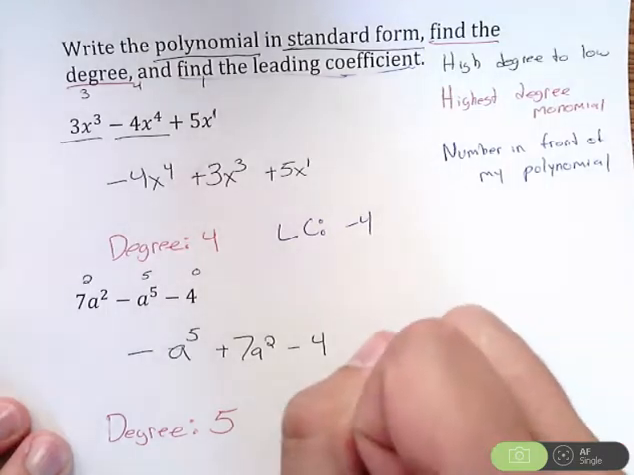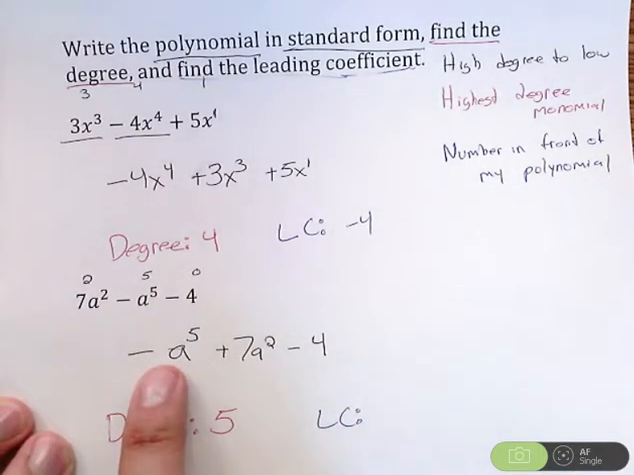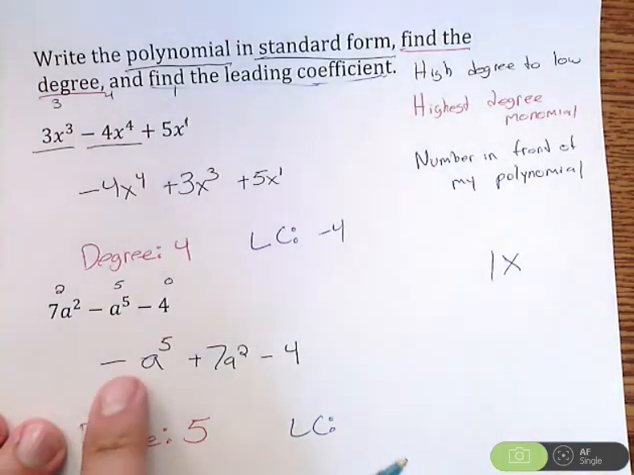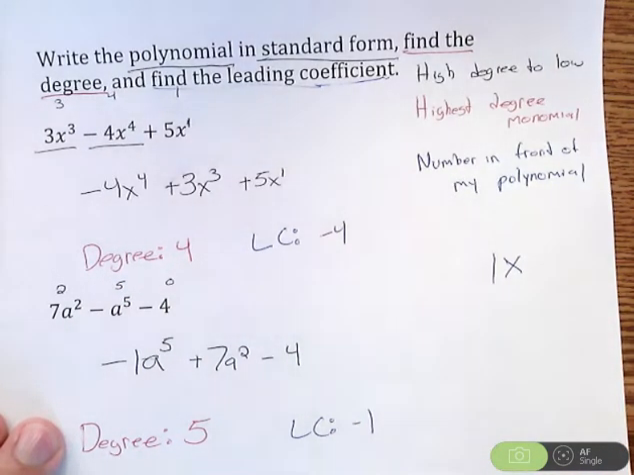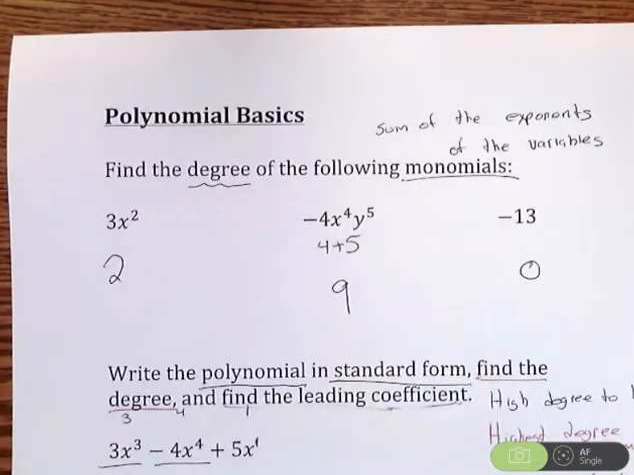And then finally, I'm going to wrap it up with the leading coefficient. Doesn't look like there's a number there. That's because this is one of those cases where, whenever you see just a plain old x, it's like 1x. So I have a negative there. It's really just a negative. If I write that one, negative 1 is the leading coefficient. And that was some polynomial basics.